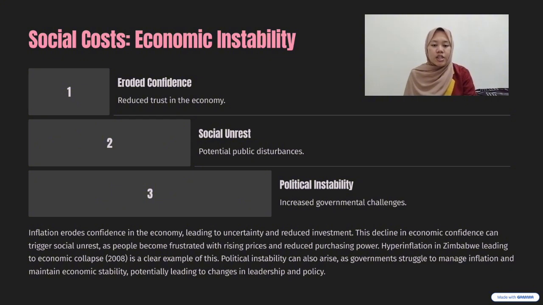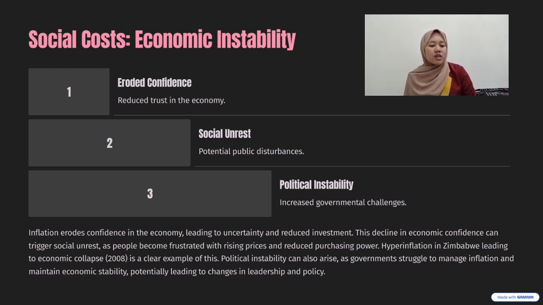Social cost: economic instability. 1. Eroded confidence: reduced trust in the economy. 2. Social unrest: potential public disturbance. 3. Political instability: increased government challenges. Inflation erodes confidence in the economy, leading to uncertainty and reduced investment. This decline in economic confidence can trigger social unrest as people become frustrated with rising prices and reduced purchasing power.